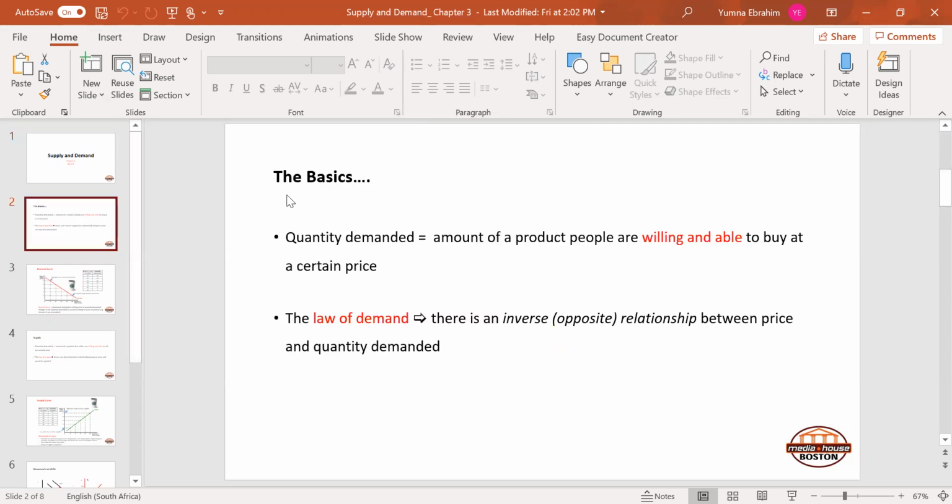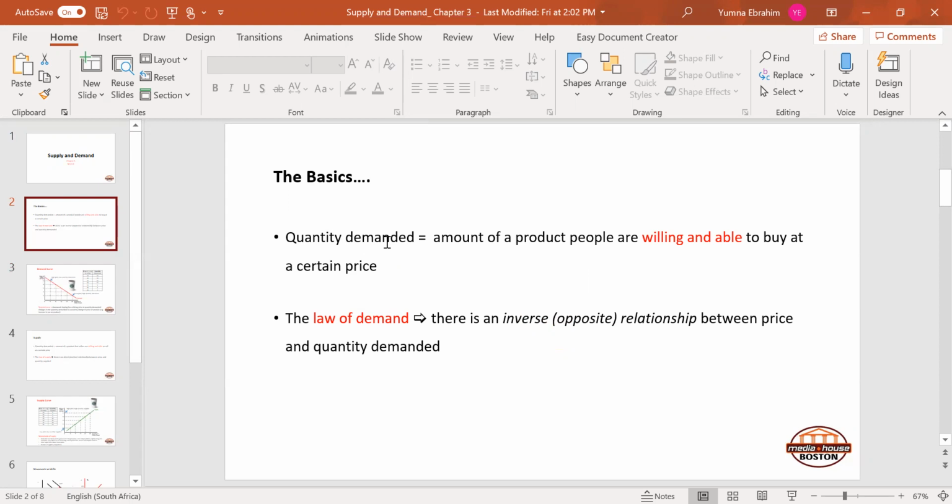Okay, so we begin with some terminology. What is quantity demanded? You're going to hear this word quite a bit. It basically refers to the amount of any product that people are willing to buy at a certain price.